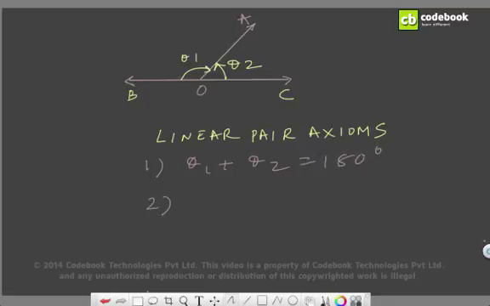The second axiom states that if the sum of two adjacent angles is equal to 180 degrees, then the non-common arms will form a line. If you observe here, OA is a ray standing on a line BC and forming adjacent angles theta 1 and theta 2 with a common vertex O and a common arm OA. The non-common arms are OB and OC. So the second axiom states that OB and OC will form a line, and as you observe here, definitely BC is a line. So the second axiom is actually the converse of the first axiom.